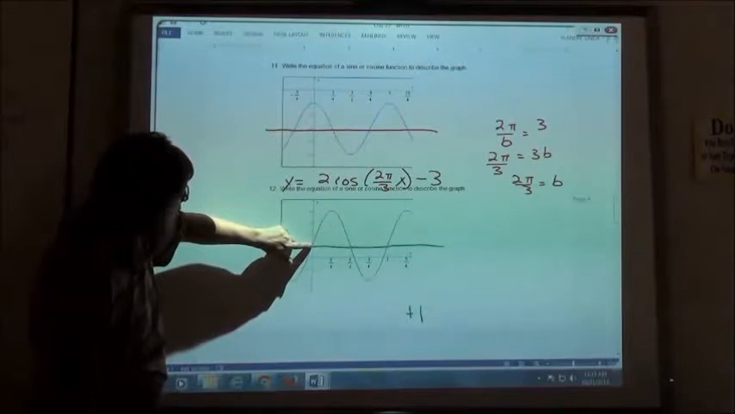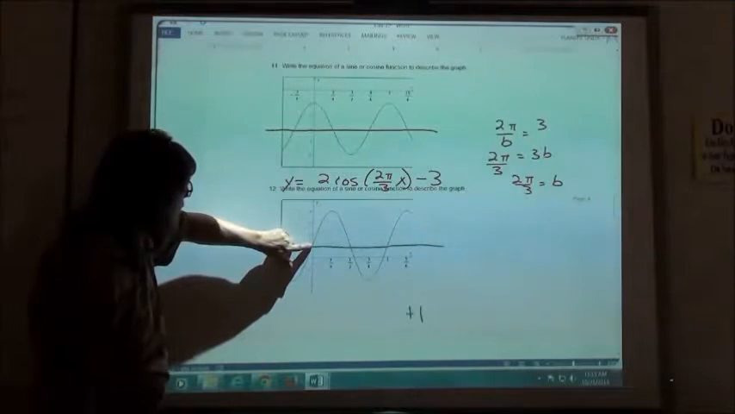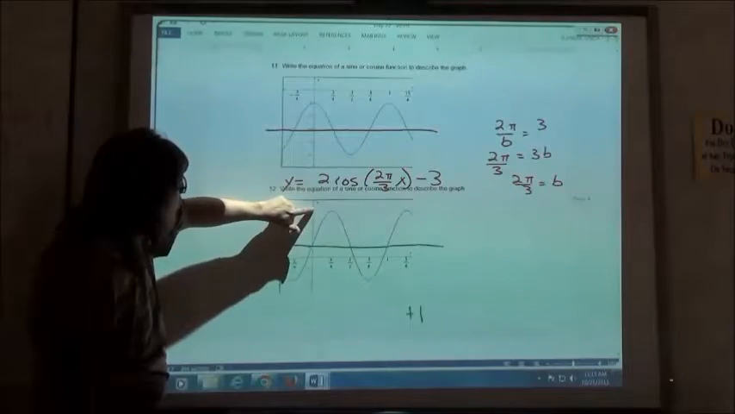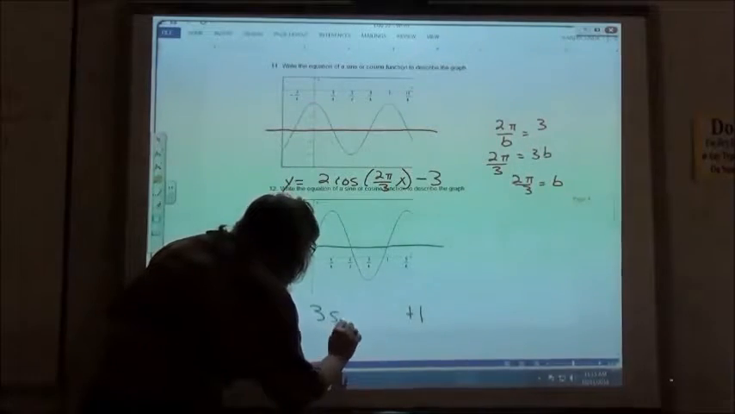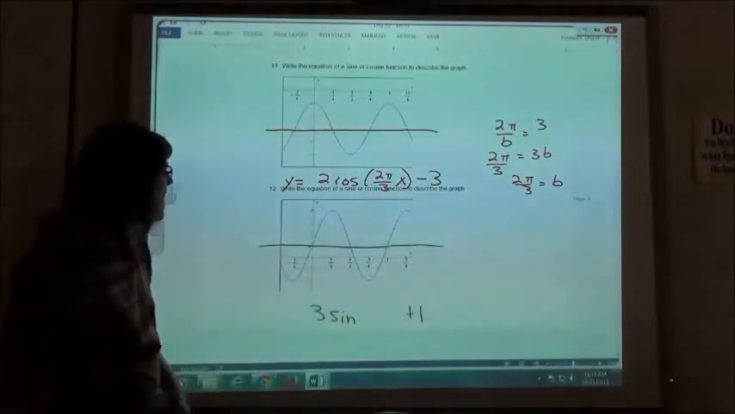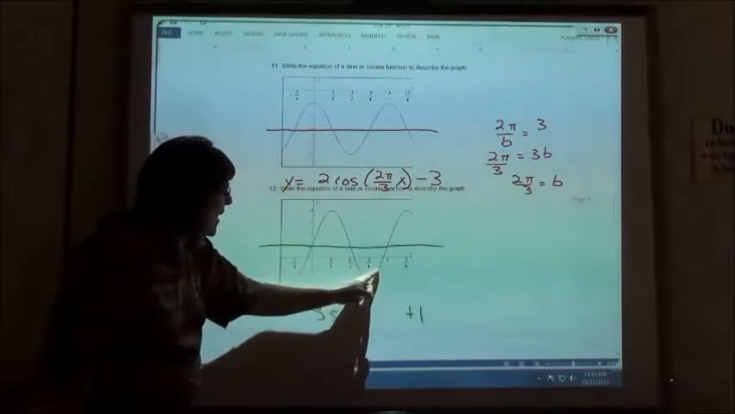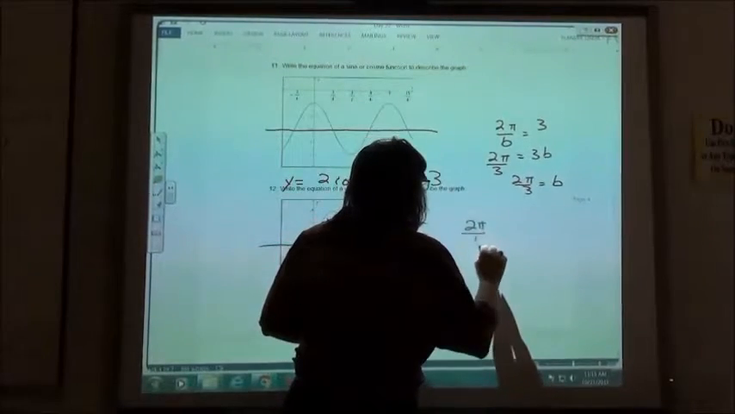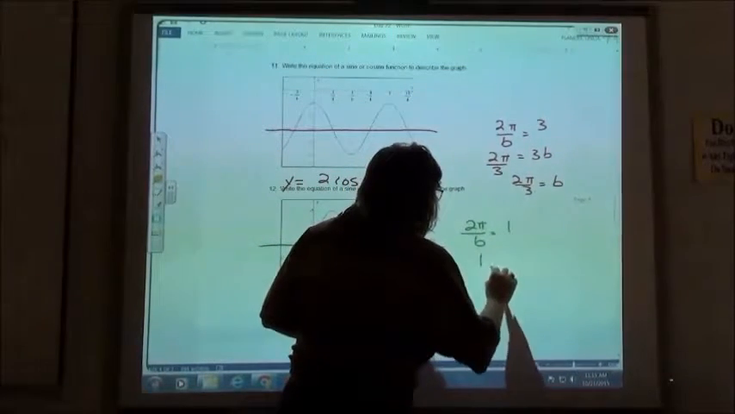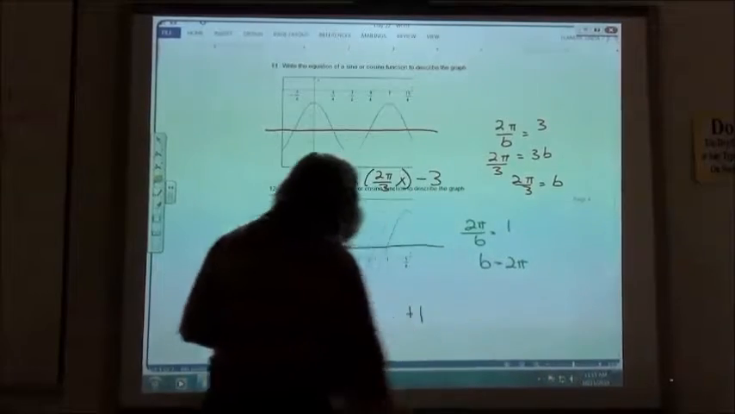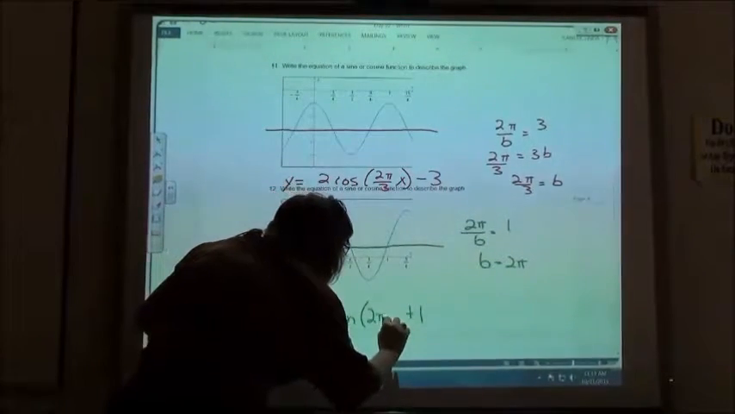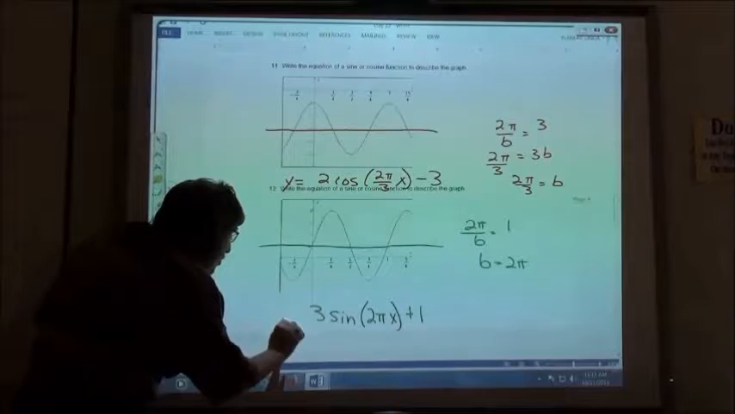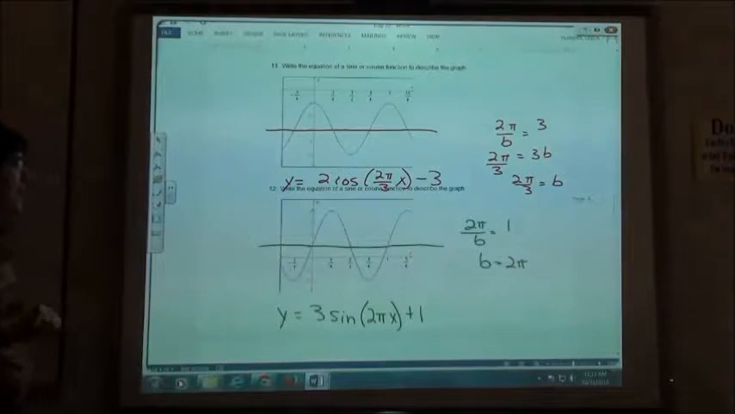If this is my starting point, this looks like it's going to be the sine curve. It is going 1, 2, 3 up. So 3 times the sine of something. My period, 1 complete cycle equals 1. So 2 pi over b equals 1. So b is going to equal 2 pi. So I'm going to have 2 pi x. And so y is going to equal 3 times the sine of 2 pi x plus 1 since my whole graph is shifted up 1.